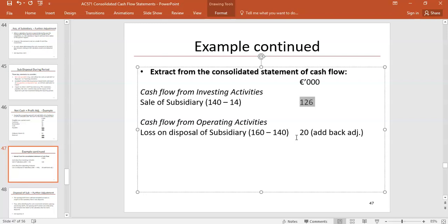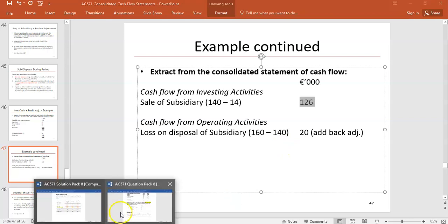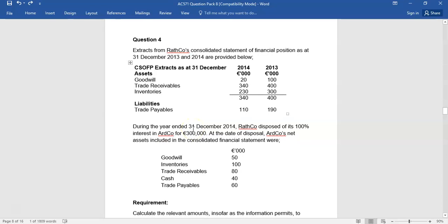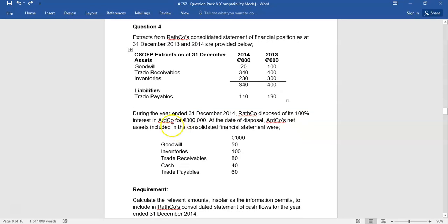And what we're going to do now is we're just going to consolidate that knowledge by looking at question 4. RATCO again, but in this example, you're now selling a subsidiary rather than buying one. So have a look at that and see, can you make a stab at it, similar to what we've done for question 3. So in this question now, RATCO have disposed of ARDCO for 300,000 and sold it all.